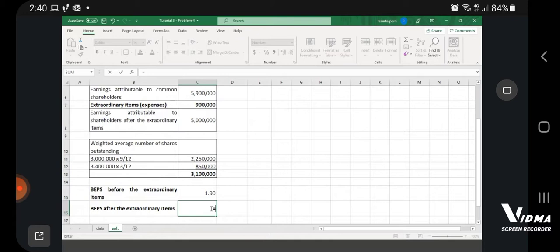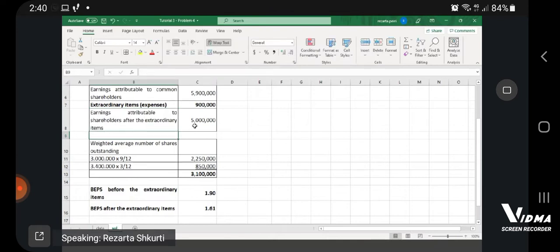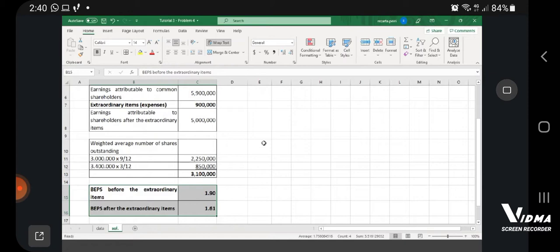In basic earnings per share after extraordinary items, we focus on the earnings after taking into account the extraordinary items and divide them by the weighted average number of shares. So we receive another amount of the basic earnings per share, obviously, because both of them reflect different results or different profit of the company.